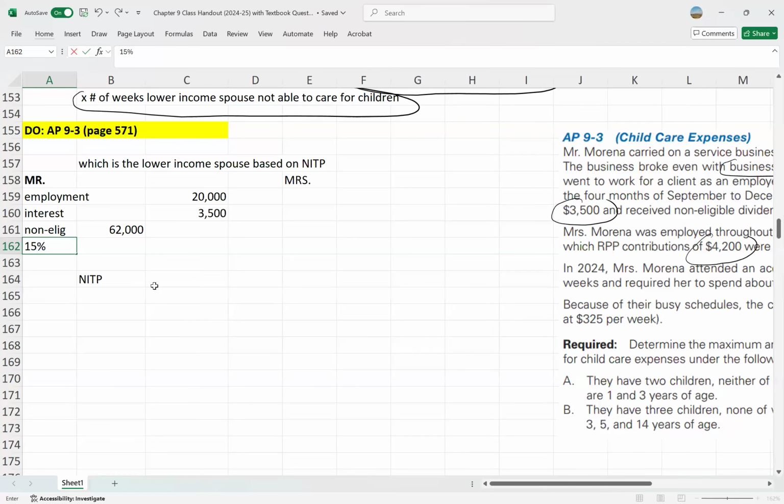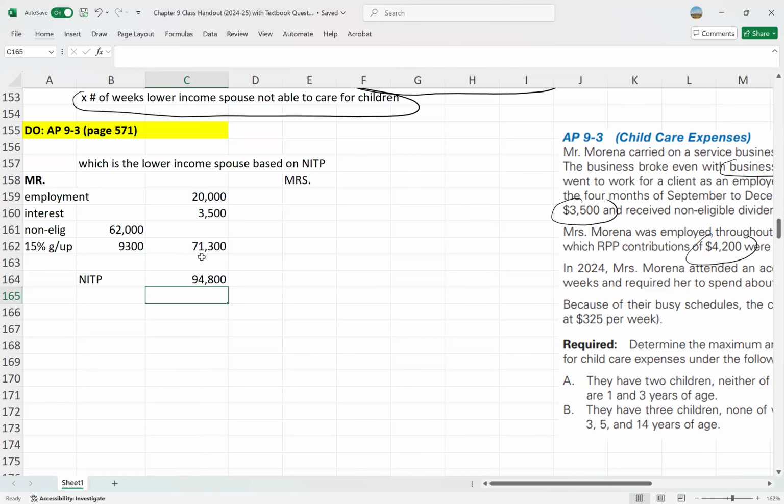So let's do that here. So 15% gross up. So let's add that times 1.15, 9,300. So the taxable or grossed up dividend is going to be 71,300. And so his net income for tax purposes is going to be 94,800.